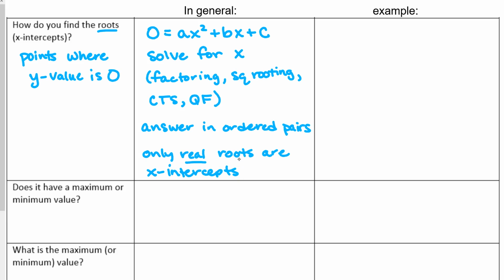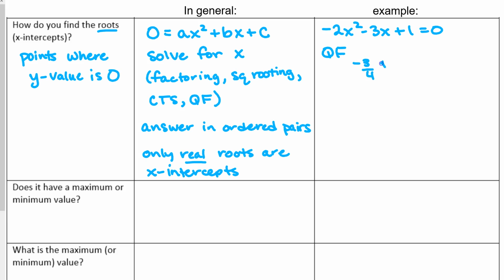So let's find the x-intercepts for our example. We'll take our function, negative 2x squared minus 3x plus 1, set it equal to 0. Now, I don't think this one is factorable, so I'm going to use the quadratic formula. And remember, in the quadratic formula, the first part is the opposite of b over 2a. And we already got the opposite of b over 2a earlier in the problem.